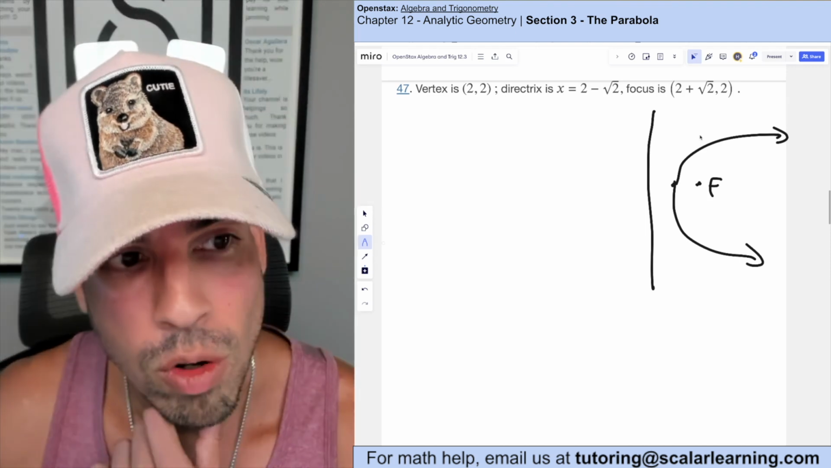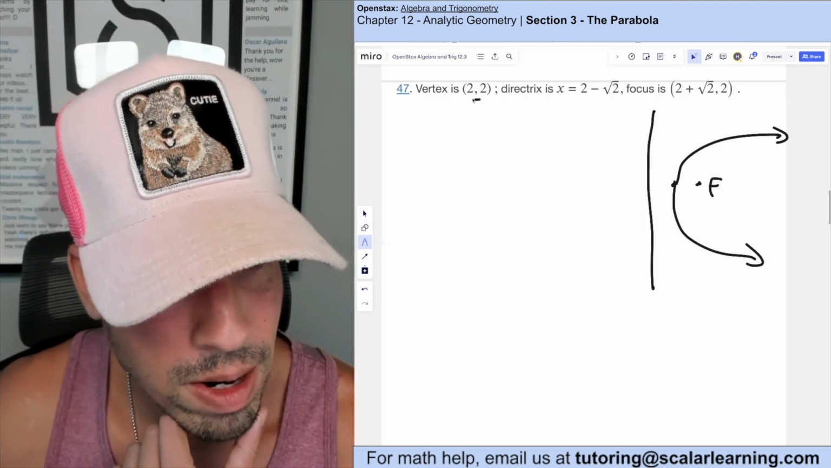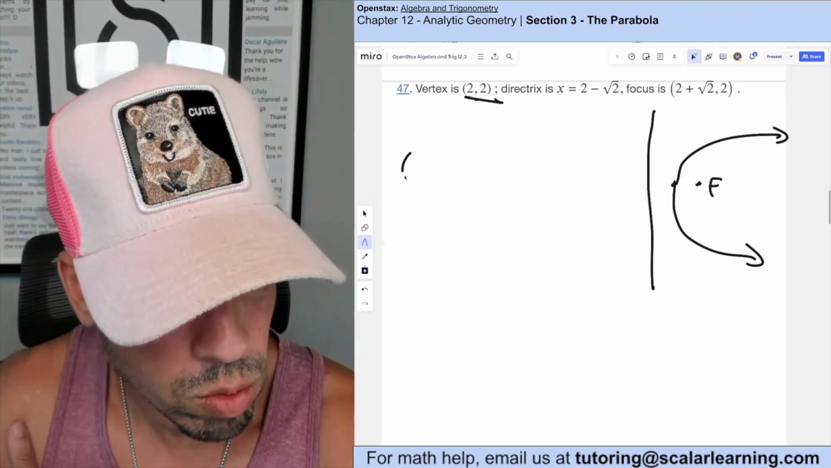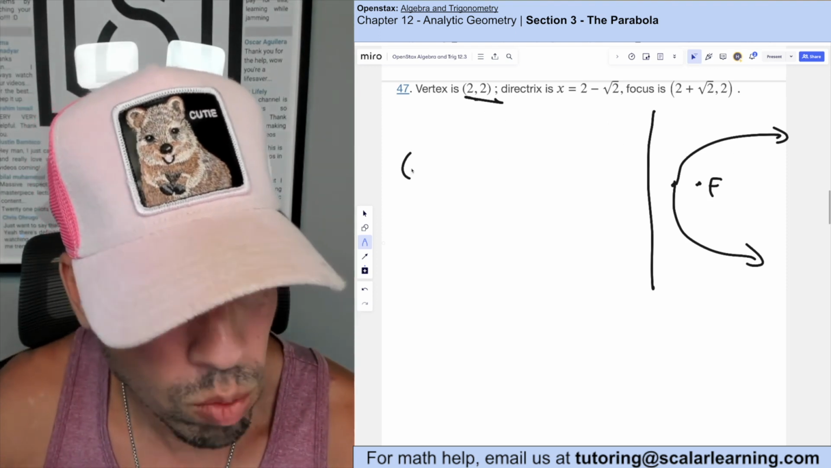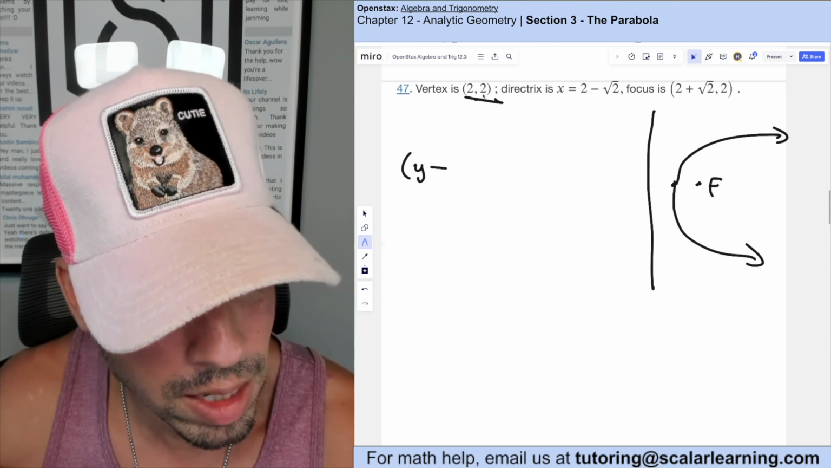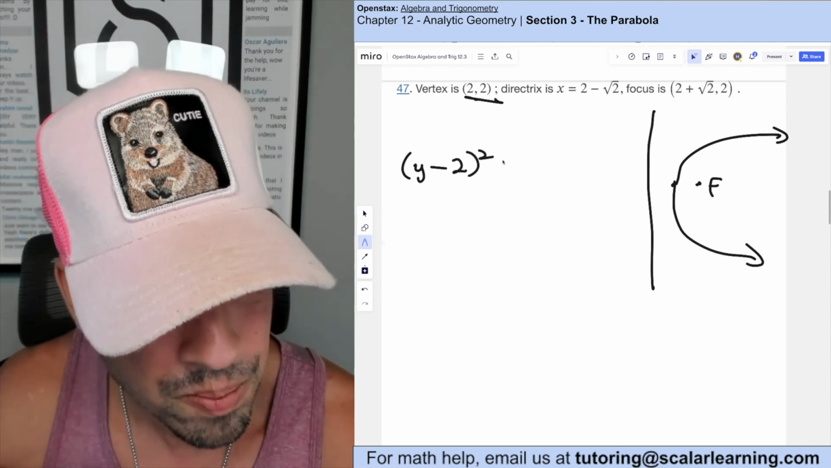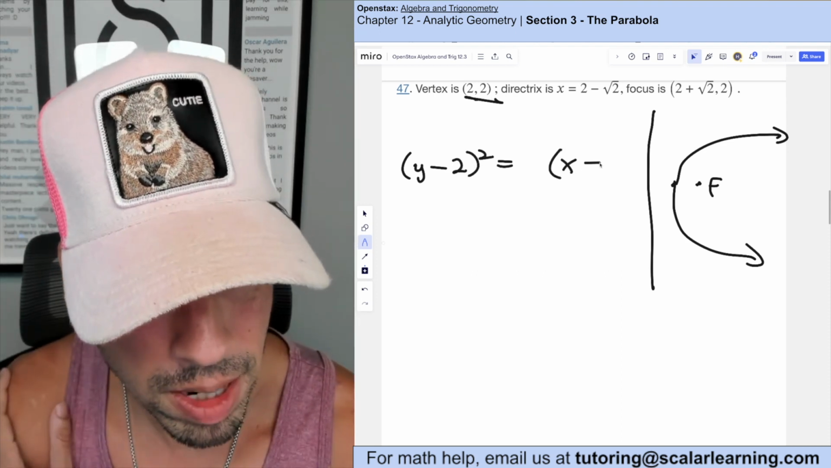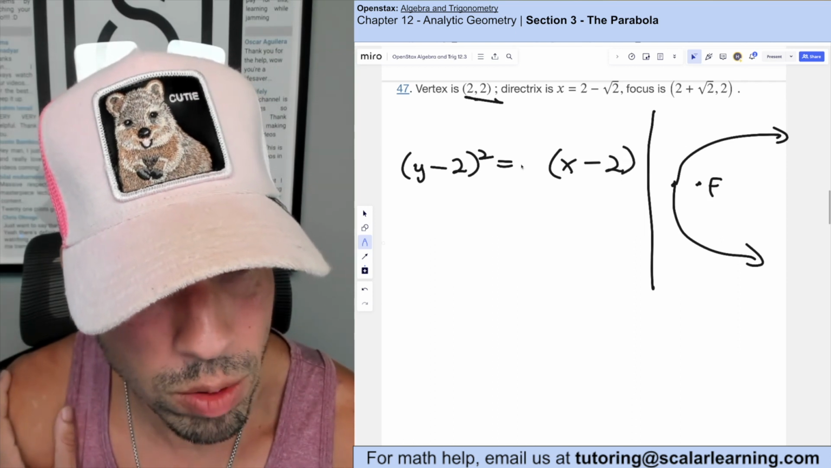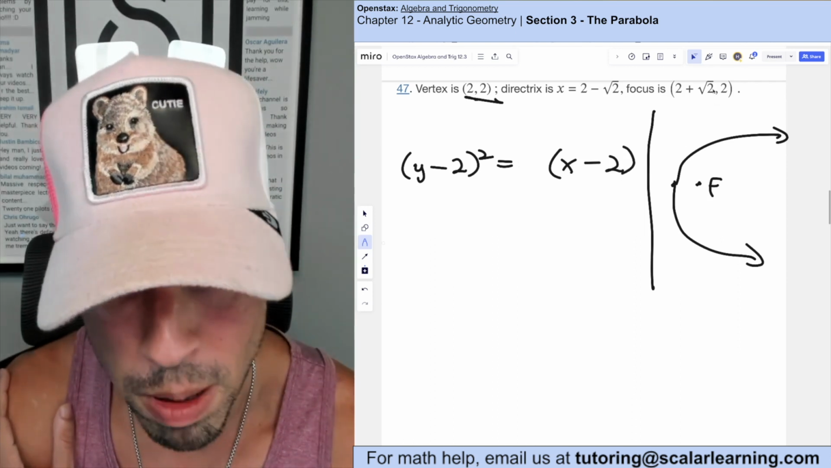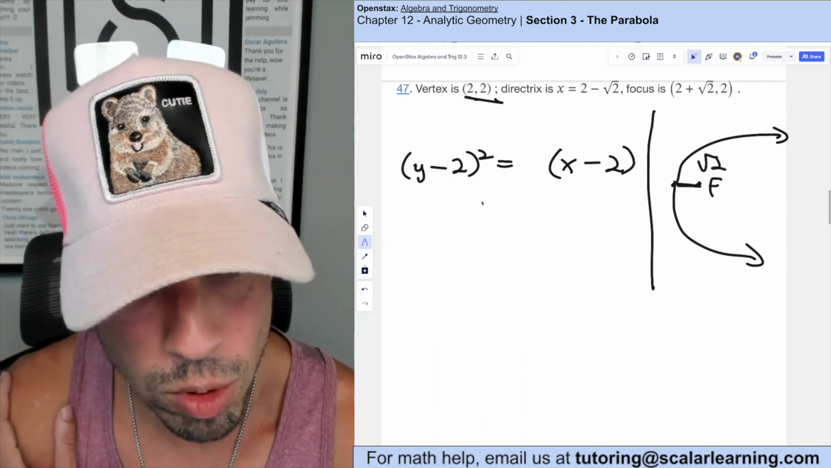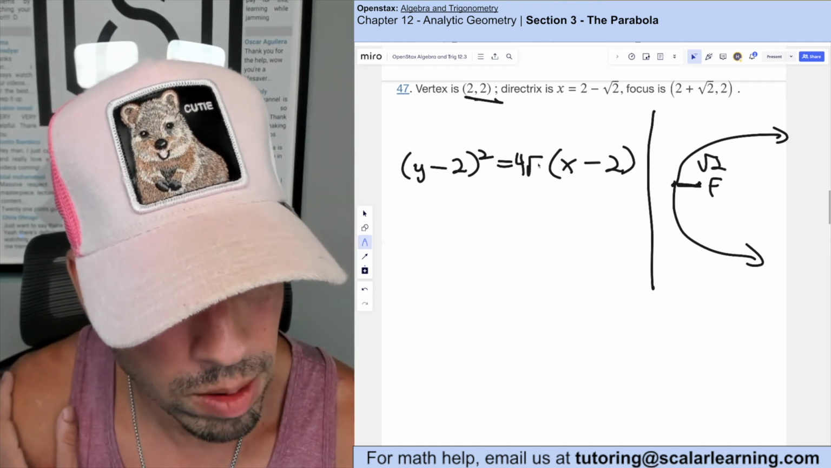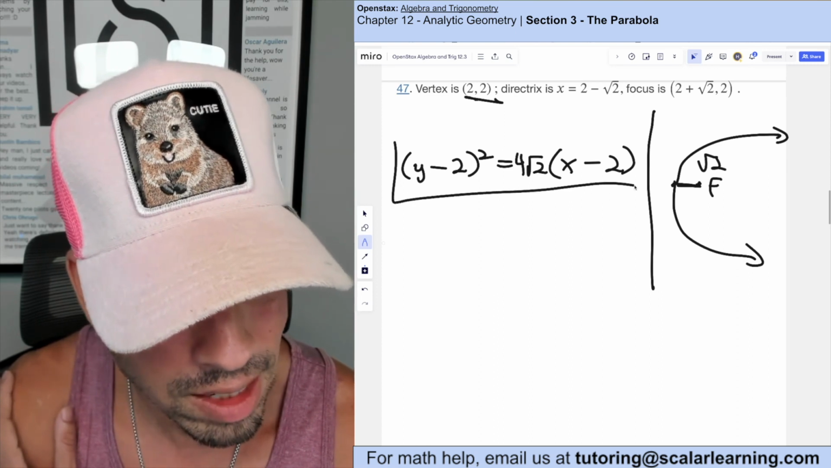First of all, if my vertex is (2, 2), and it's opening to the right, it's a y squared. So (y - 2)² is equal to x - 2, like that. Then what do we have out front? I know my p-value is positive, and it's this distance, which is rad 2, and then it's going to be 4 times that. So we have 4 times rad 2 right here, and that's how you do it.